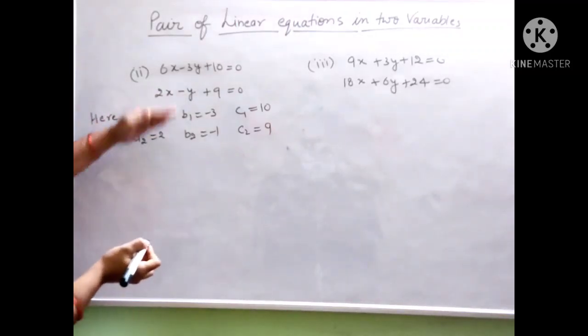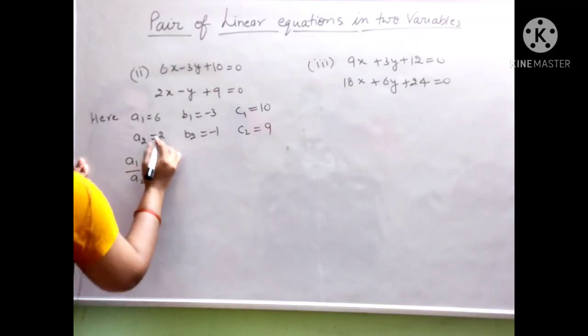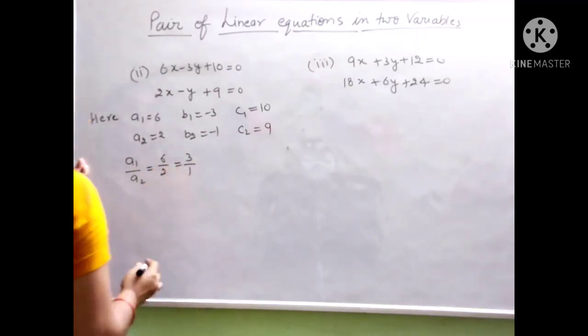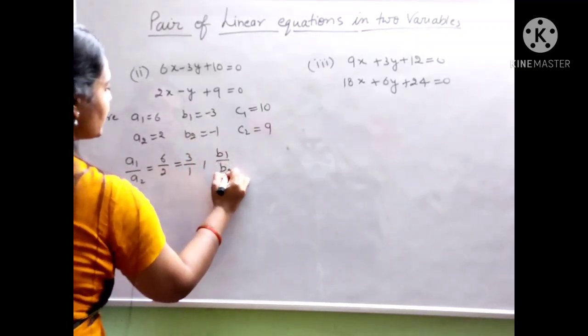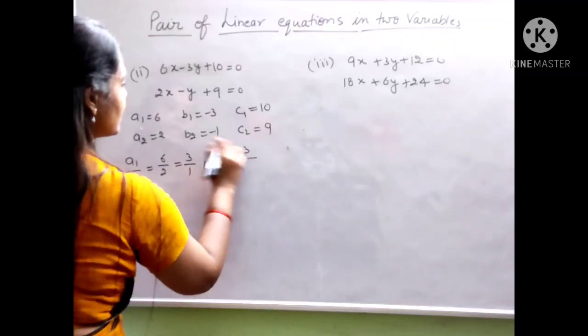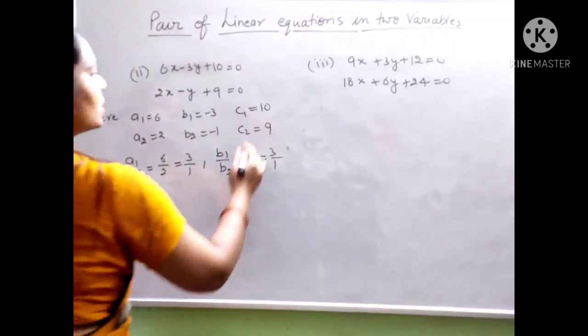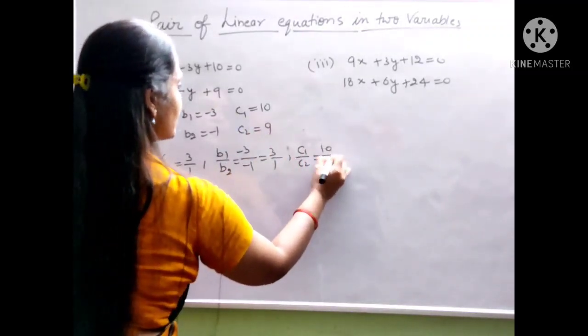First of all we have to find the value of a1 upon a2. It is 6 upon 2, what will we get? 3 upon 1. And now we have to find the value of b1 upon b2. b1 is minus 3 and b2 is minus 1, we will get 3 upon 1. Now we have to find the value of c1 upon c2. It is 10 upon 9.